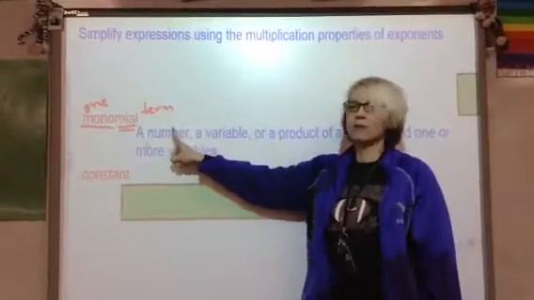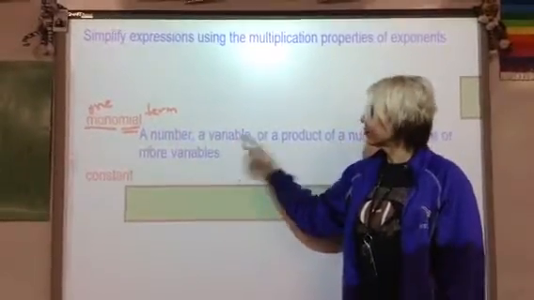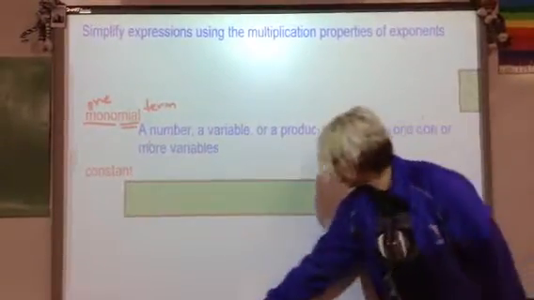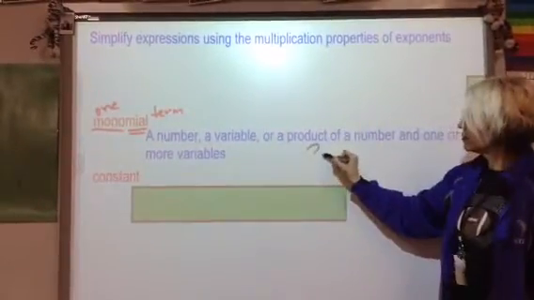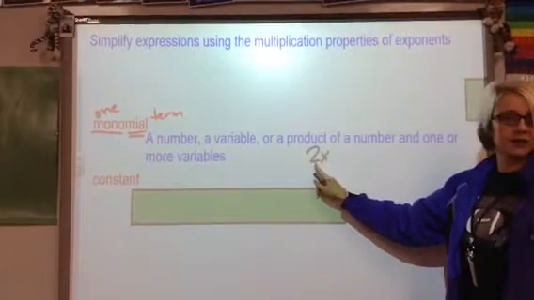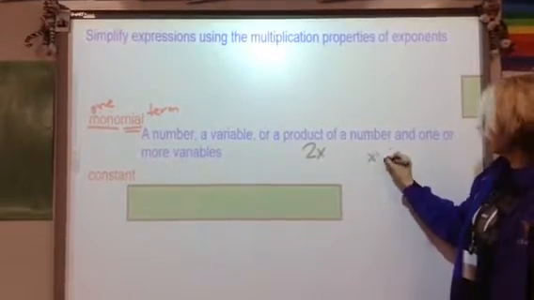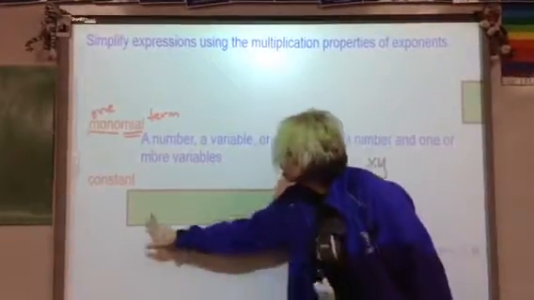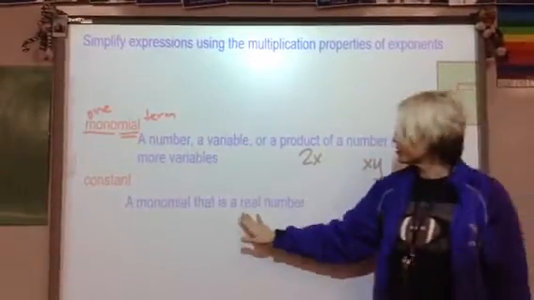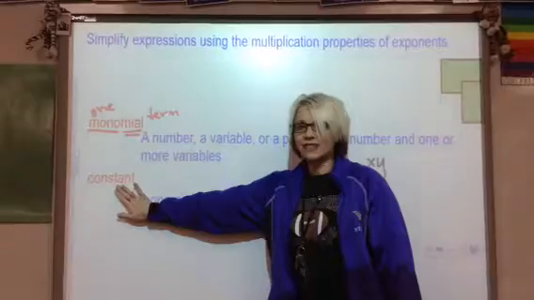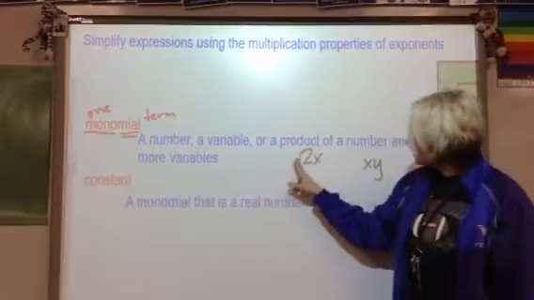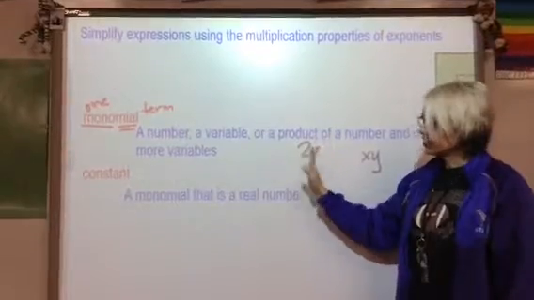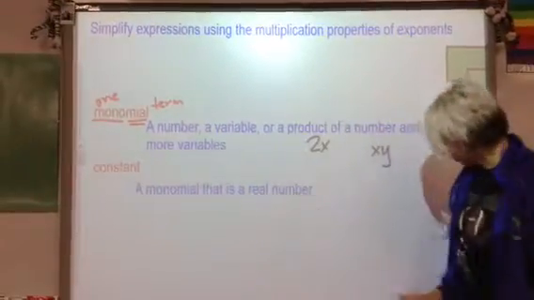And that one term can be one number, it can be one variable, or it can be a product of a number and variables. For example, it could be something like this. This would be a monomial because it's a product of a number and a variable. Or something like this. This could be a monomial because it's a product of two different variables. A constant is a monomial that is a real number. So a constant is just a number. In this example, the constant would be the 2. A letter can never be a constant, it's just a real number.